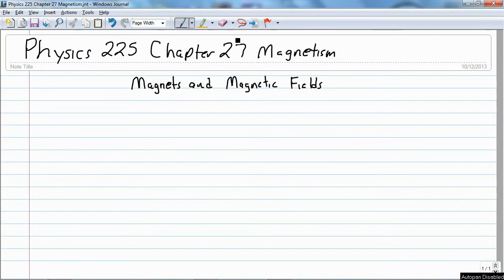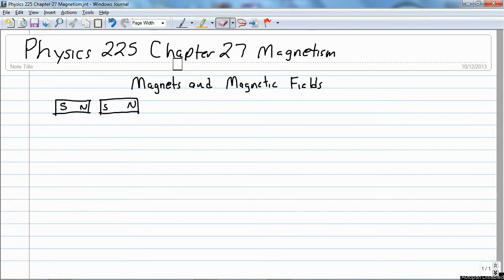Let's start a discussion on magnets with something that we probably already know. If we have a magnet, it has two ends. One's called the south end and the other's called the north end. And so there's these two ends, and if I were to break the magnet into two pieces, I come up with two new magnets.